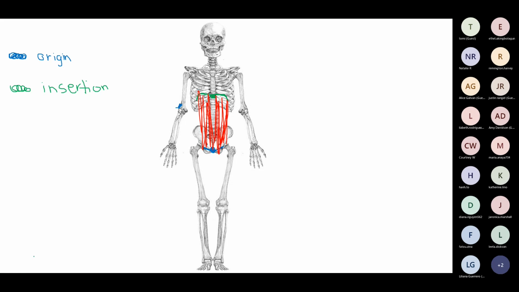My insertion is the styloid process of the radius. So the styloid process of the radius is the part that you can feel in your arm. When you bend your hand backwards and you feel on the arm side of your bones, not on the hand side, but on the arm side, you can feel the styloid process sticking out. I'm going to do some connect the dots now. Build me a brachioradialis.